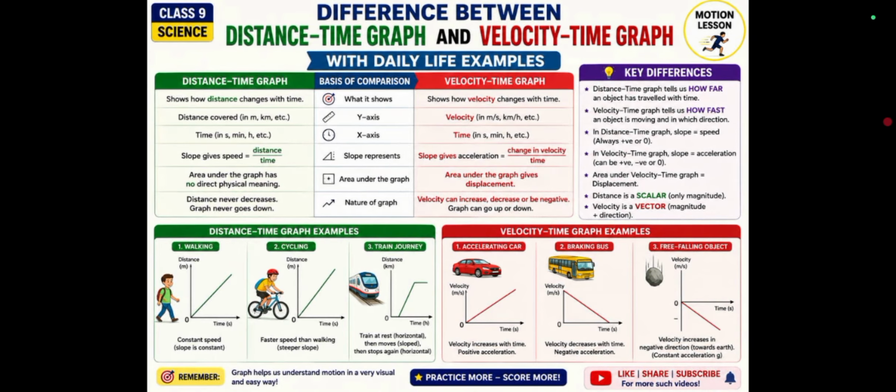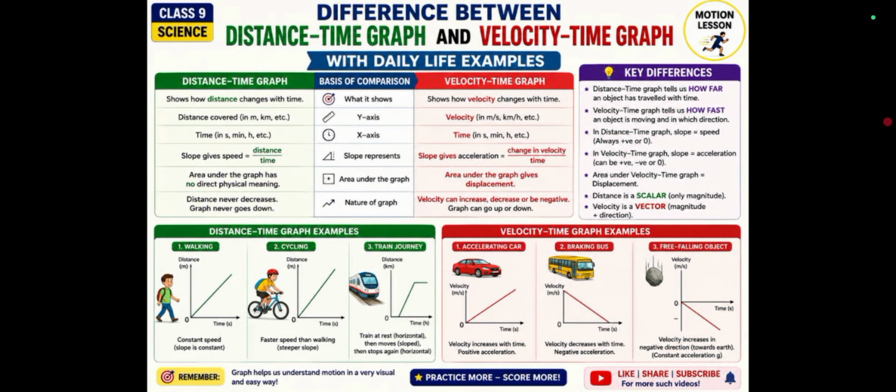In a distance time graph, distance is measured in meters, kilometers, etc. And in a velocity time graph, velocity is measured in meter per second, kilometer per hour, etc. In a distance time graph, time is measured in seconds, minutes, hours. In a velocity time graph also, time is measured in seconds, minutes, or hours. Here in a distance time graph, the slope gives speed, which is equal to distance by time. In a velocity time graph, the slope gives acceleration, which is equal to change in velocity by time.